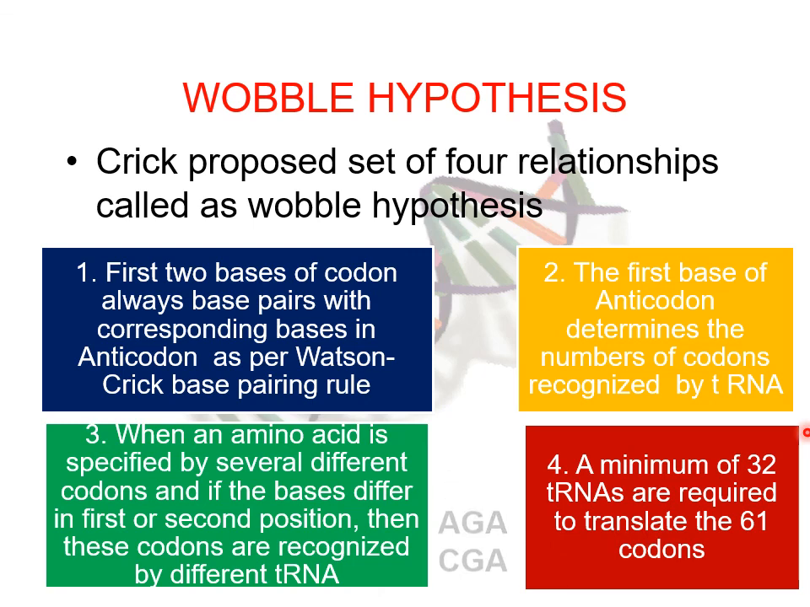Now the last statement says that in a cell, a minimum of 32 tRNAs are required to translate all the 61 codons. So these are the four statements proposed by Francis Crick, and they are called the wobble hypothesis.